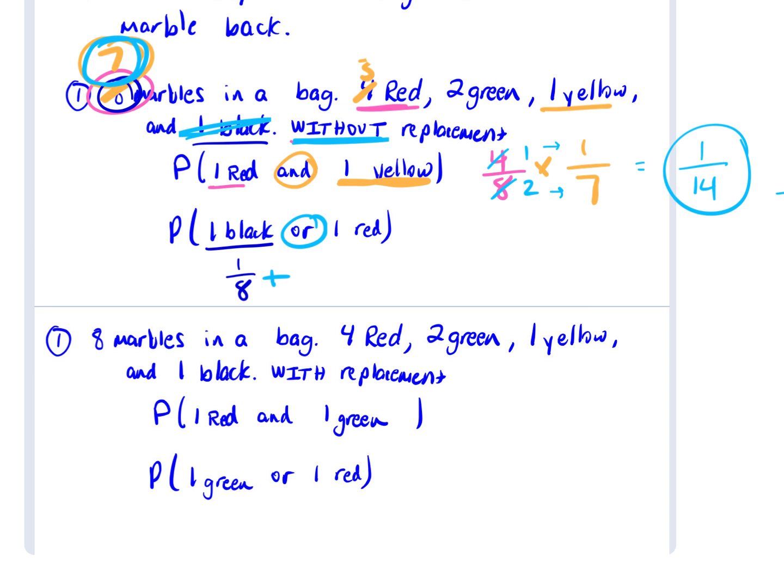I'll erase this part from the question before. So we want to see what's the probability of picking a red now. Well, I have 4 red out of now 7 marbles total, so 4 out of 7.